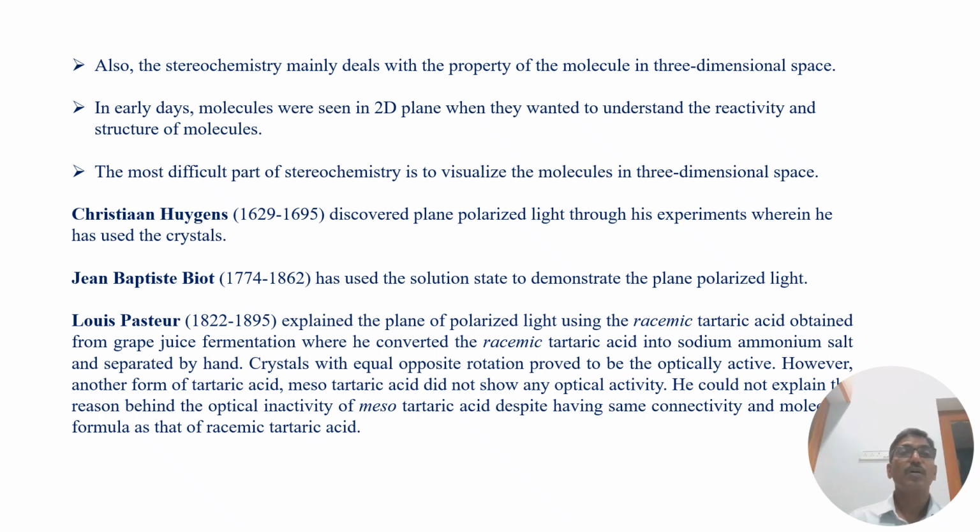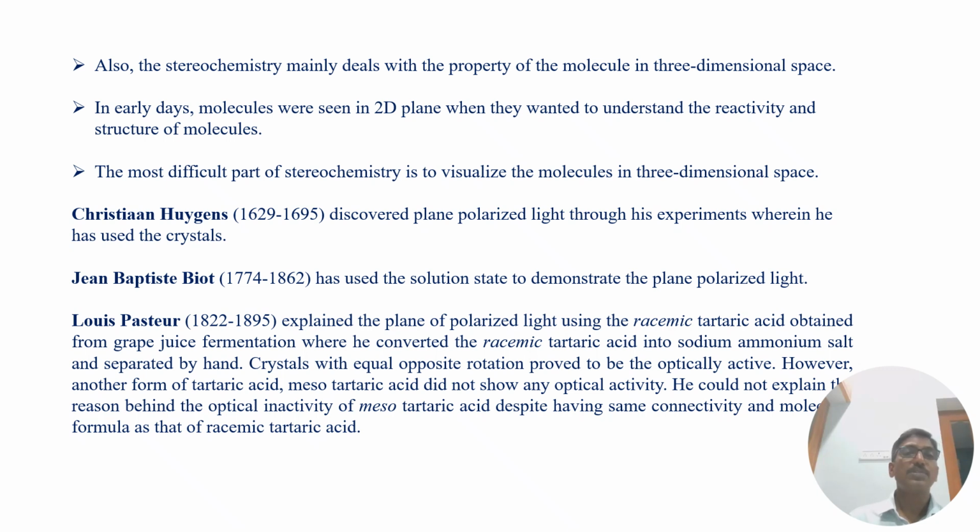Christian Huygens, who lived between 1629 and 1695, discovered plane polarized light, where he conducted several experiments using crystals. Later on, Jean-Baptiste Biot, who lived between 1774 and 1862, came up with plane polarized light using the solution state.